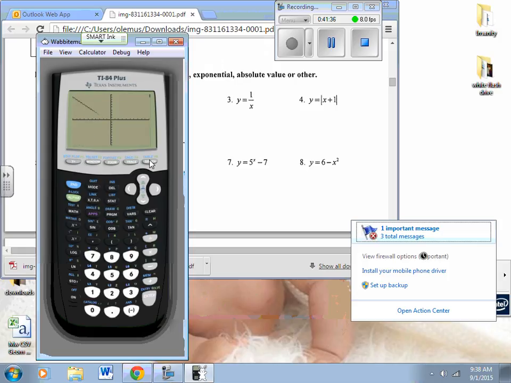Graph that. Absolute value functions are always going to be V-shaped. If there's a negative outside the absolute value, all it does is force it to go down. Okay? Everybody okay with how to type it in? Okay. That's an absolute value function.